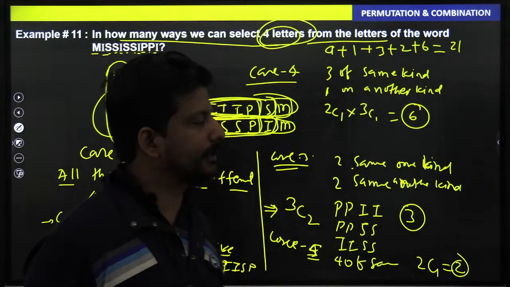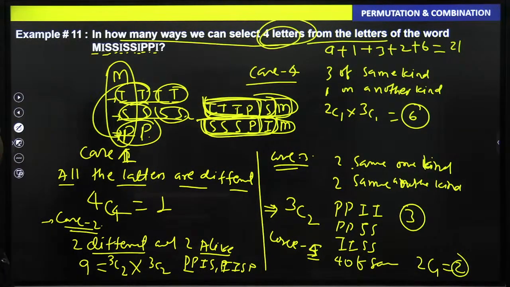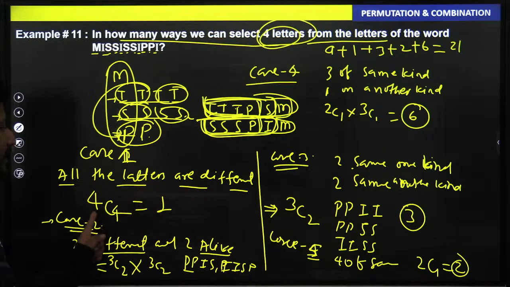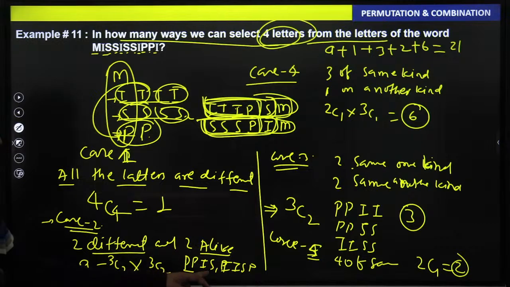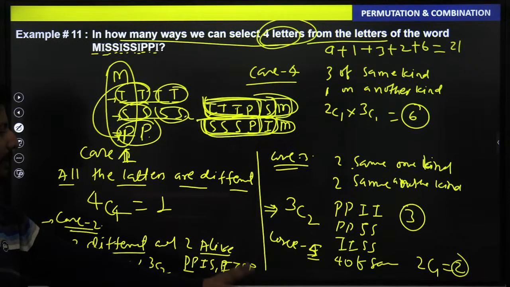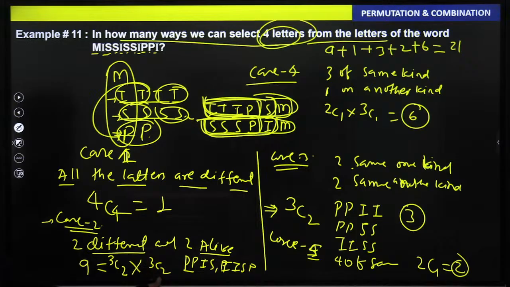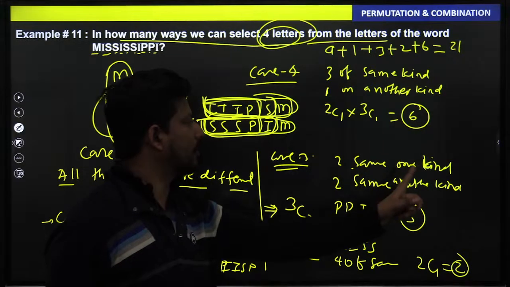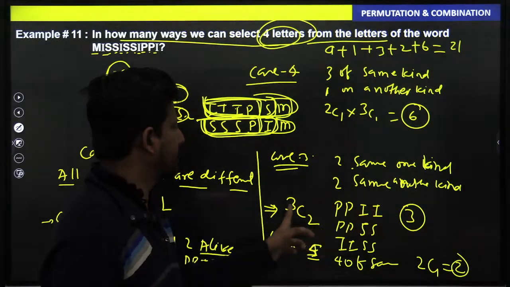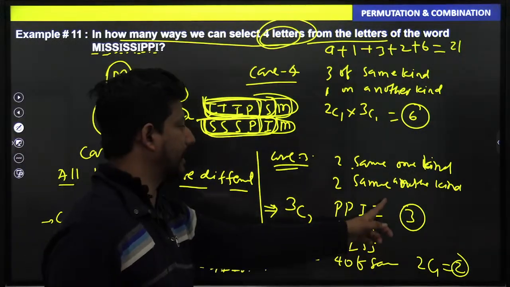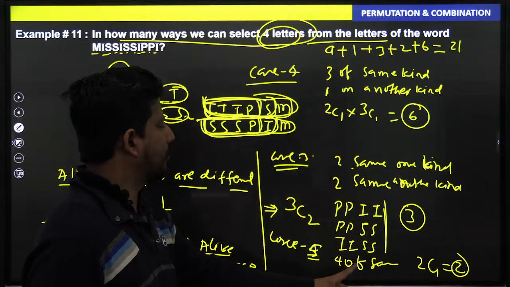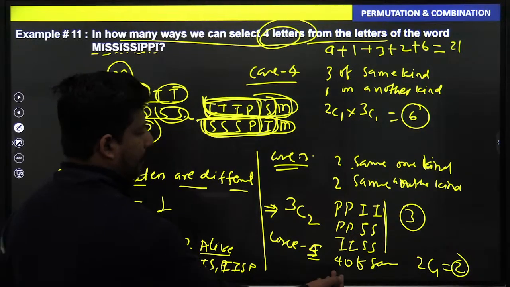Hope you are getting my points. Okay na? 20. Here all the letters are different, that is 4C4 because 4 kinds. Okay na? And here 2 different, 2 alike, means PPIS or IISP kind of things. So 3C2, 3C2, 9 members. Here 2 same of one kind, 2 same of another kind, means 3C2, because 3 members can be done like this.